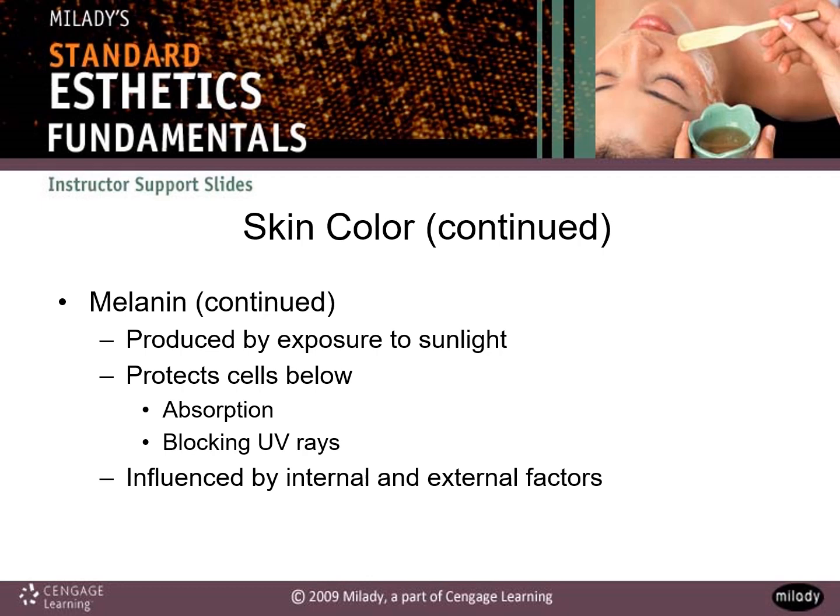It is produced by exposure to sunlight, and it helps to protect cells below by absorbing and blocking UV rays. Now, melanin has more than just protecting cells below from UV rays, and it takes more than just the sun itself to activate it. There are some internal factors as well.